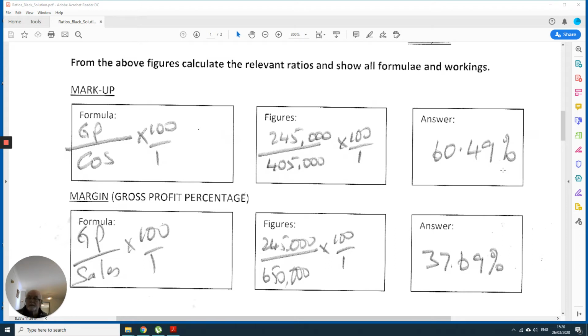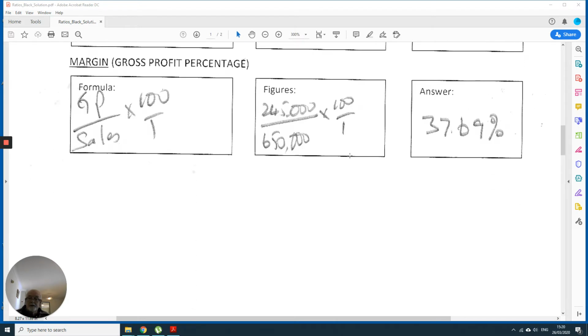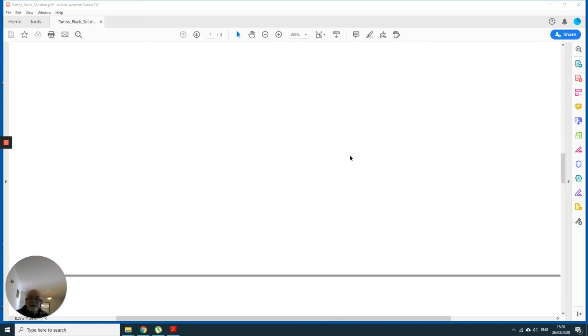And remember the correct formula written down in full. For example, for markup, it wouldn't do to say gross profit over cost of sales. You'd have to have gross profit over cost of sales by 100. The full formula will earn you 3 or 4 marks out of the 8, 9 or 10 going for the question. We have 4 profitability ratios: markup, margin, net profit percentage, and return on capital employed.